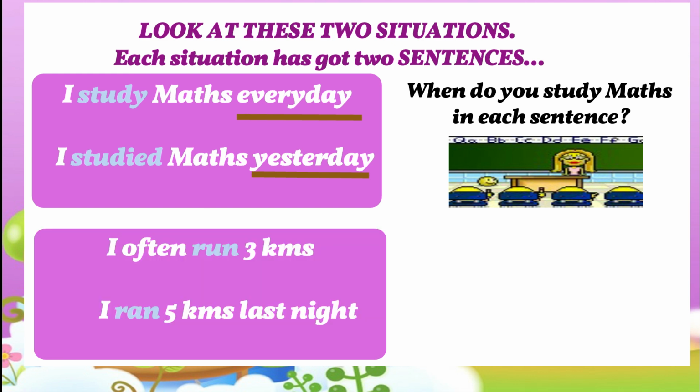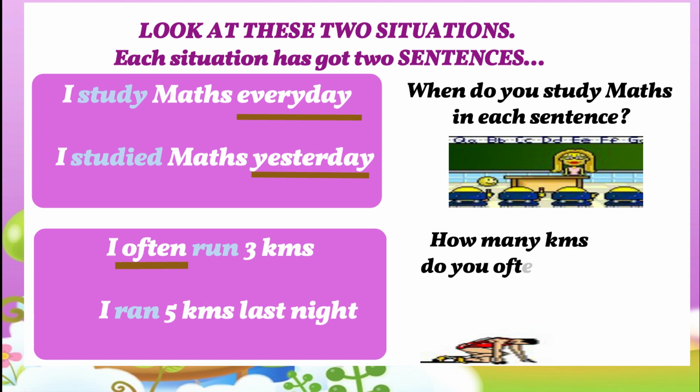Situation 2. I often run 3 kilometers. Look at often. If I ask how many kilometers do you often run? That's your habit, often. So it's 3 kilometers. Look at the second example. I ran 5 kilometers last night. It's just last night. So we use the simple past, ran.